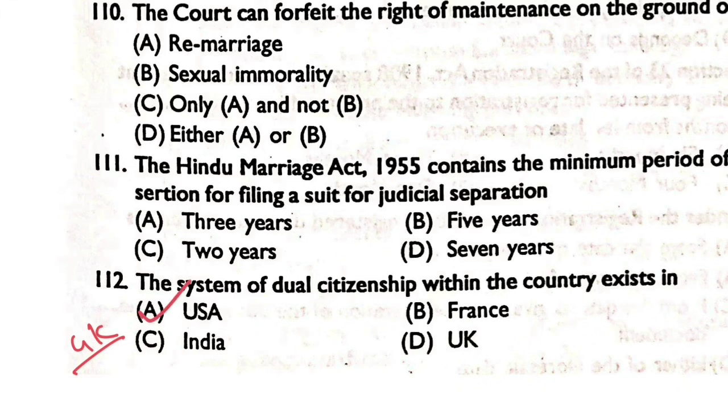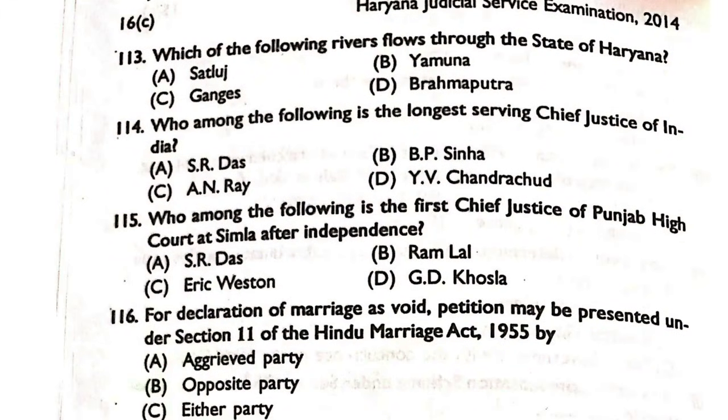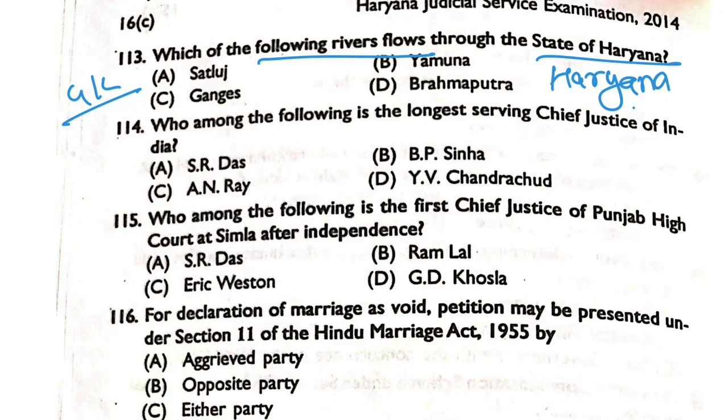Another GK question that I can see is question 112. The system of dual citizenship exists in USA. Another GK question 113. Which of the following rivers flows through state of Haryana? As I was telling you, they will ask you Haryana specific GK. So do Haryana specific GK. Or for whatever specific state you're going for, do the GK for that state, in addition to the general static GK. The answer to this is B, Yamuna.